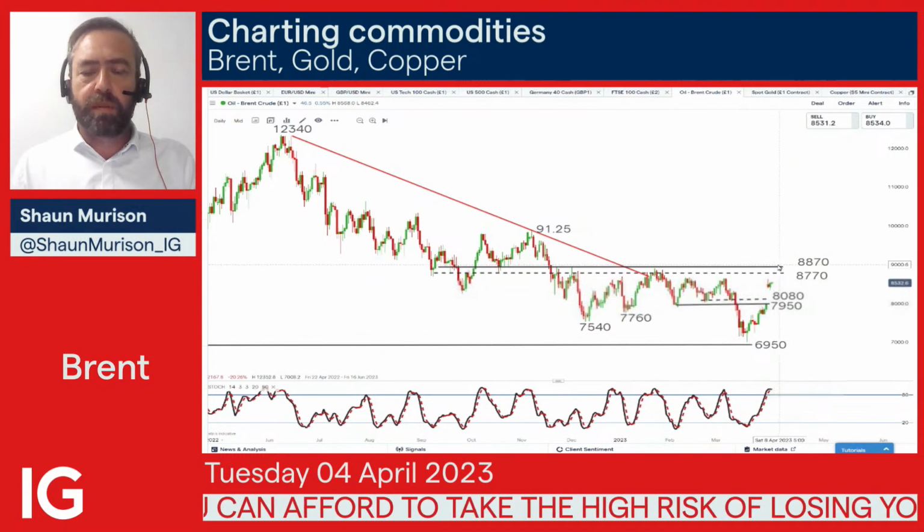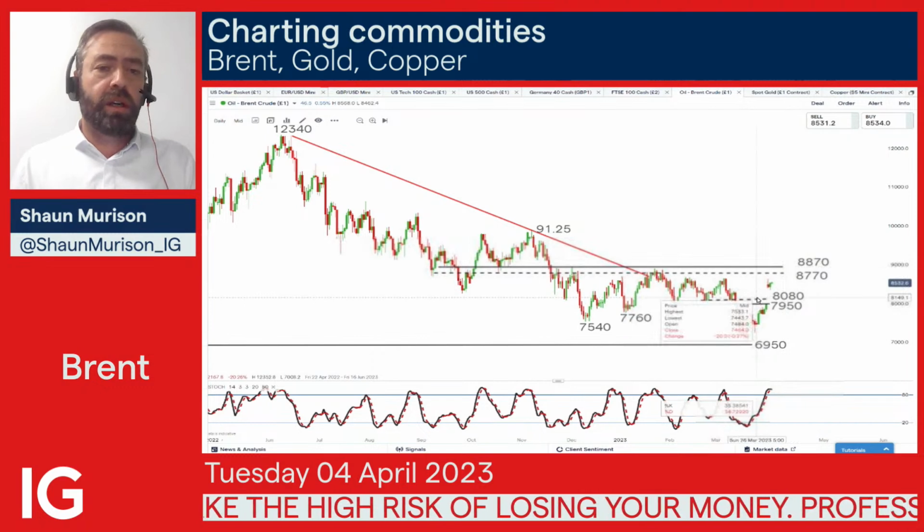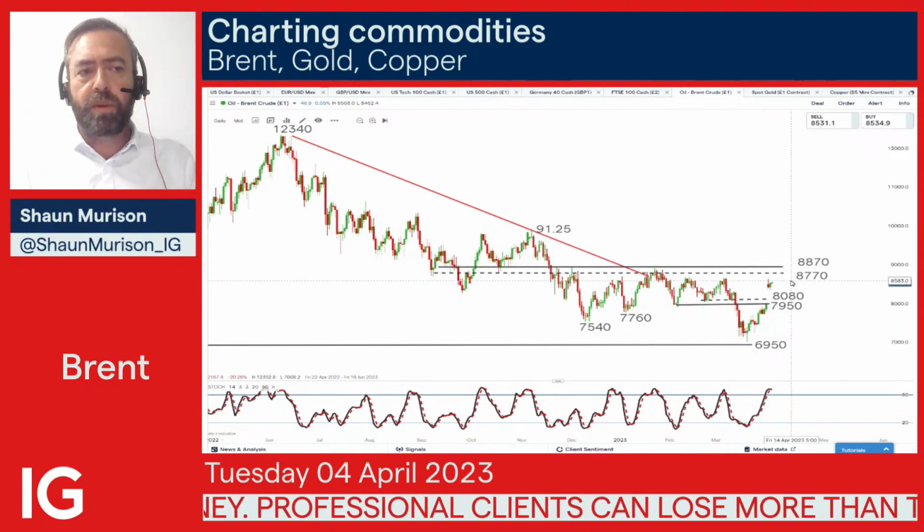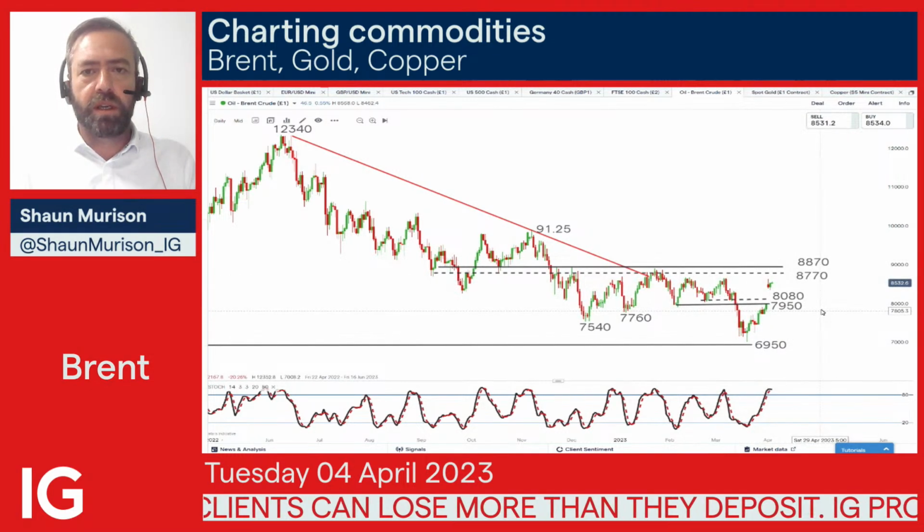The alternate there is if we do break above resistance, we'd wait for a rally and then wait for the first pullback before looking for long entry. But we're still far away from looking for long entry on Brent crude just yet.